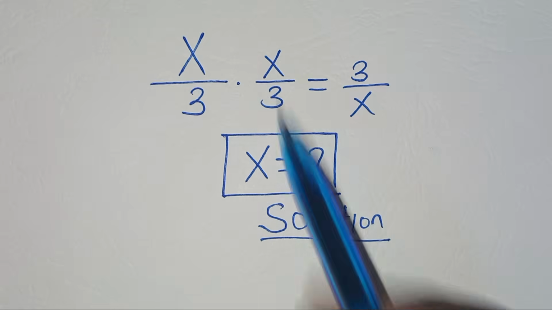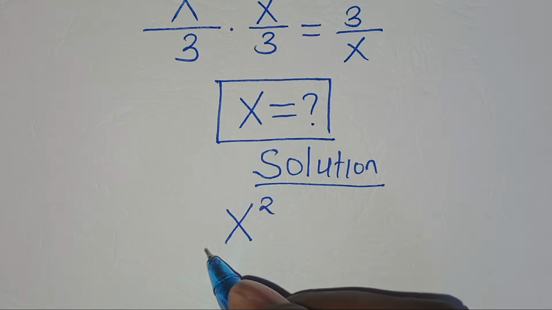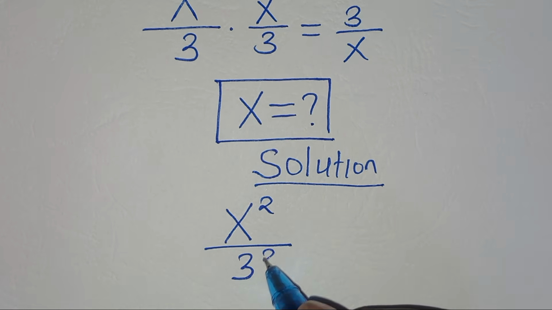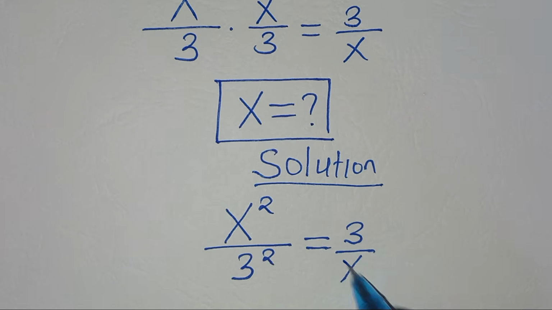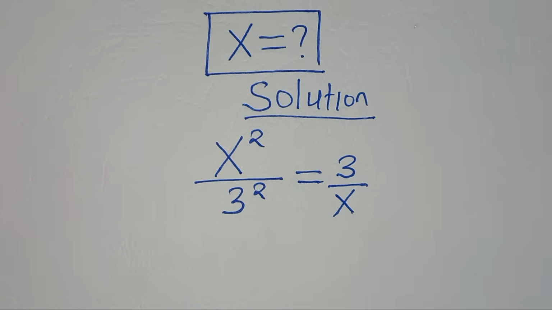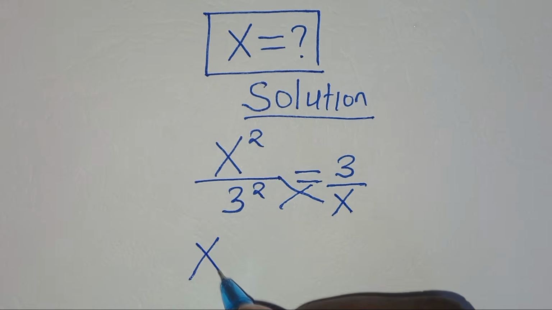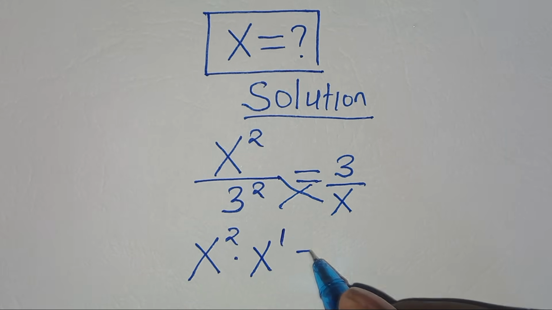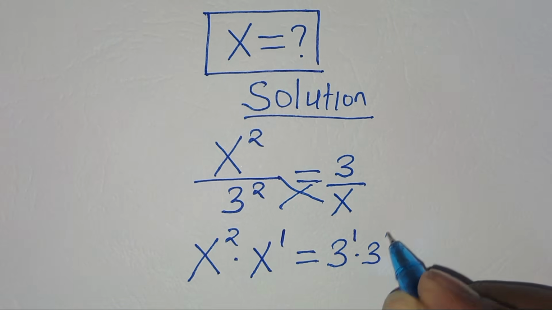We have x times x. This is the same thing as x raised to the power of 2 divided by 3 times 3, which is 3 raised to the power of 2, and this is equal to 3 over x. The next step is to cross multiply from here so that we have x to the power of 2 times x raised to the power of 1 equal to 3 raised to the power of 1 times 3 raised to the power of 2.